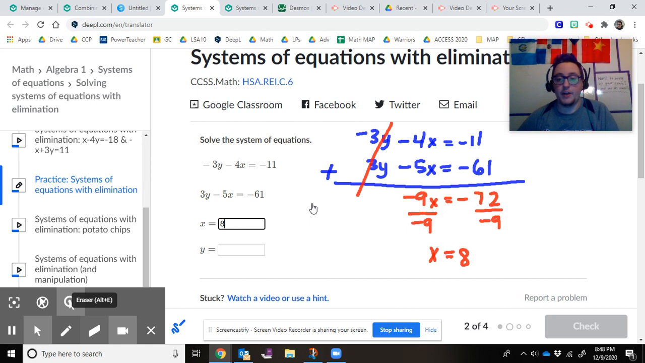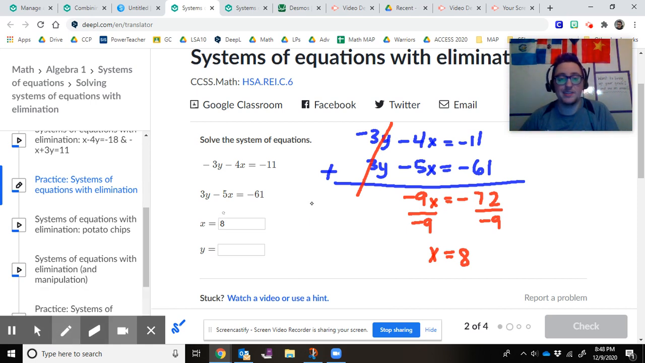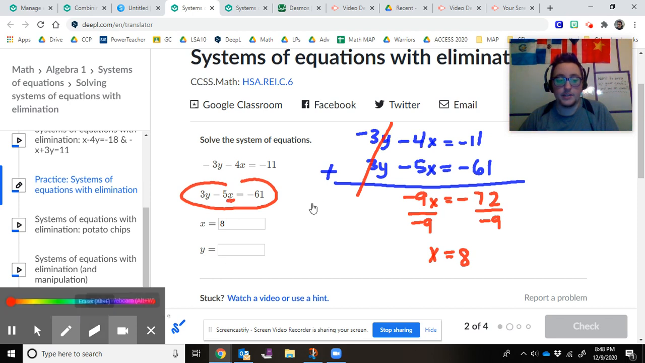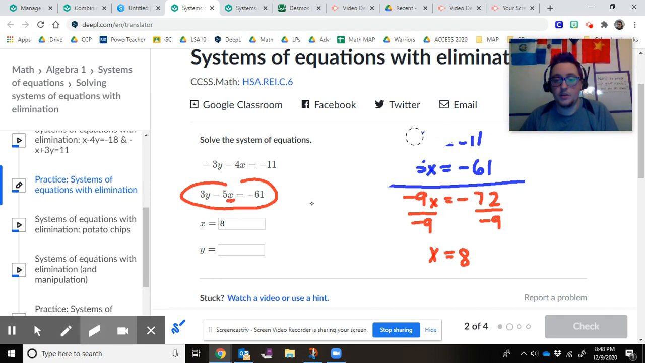All right, if I want to find y, I have to plug into one of these two equations. I usually like to plug into the one that has fewer negative signs. So in this case, that would be this one. All right, so I'm going to plug in my x is 8 in here where there's an x. So let me erase this part. You can always go back and watch it again if you need that part.